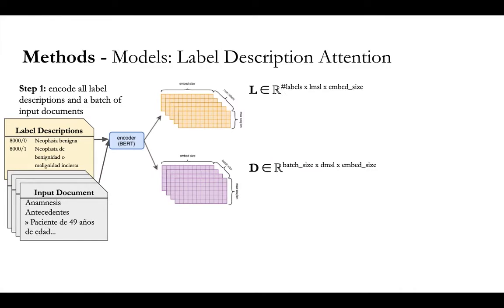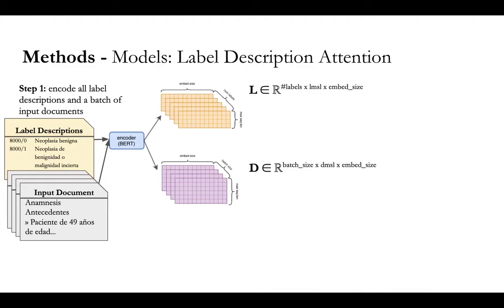For our main submission, we developed what we call this label description attention mechanism. The first step is to encode all label descriptions and a batch of input documents at the same time in a BERT encoder, which is updated during training, and then taking the sequence level or word level output, thereby giving us word level representations for all of the words in the input documents and also all of the words in the label descriptions.